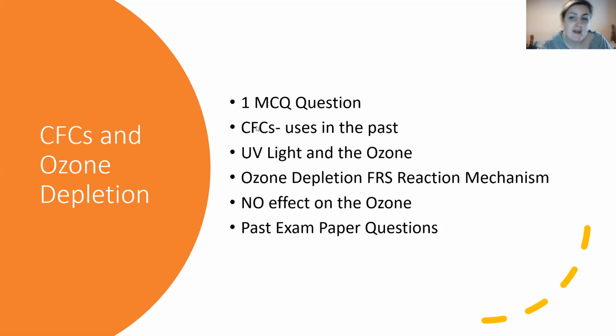I'm then going to look at CFCs, chlorofluorocarbons. These are the bad boys responsible for producing that chlorine radical. So we're going to look at the CFC uses in the past. They were very popular. And then after that, we're going to discuss UV light and how the ozone protects it. We'll move on to the ozone depletion reaction mechanism, that also important reaction.